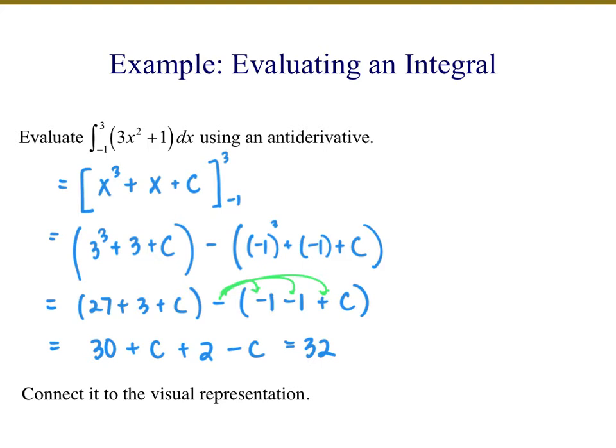So let's connect that to the visual. The visual of this is that we've got a parabola, 3x squared plus 1, and going from -1 to 3, that 32 represents the value of the area bounded underneath the curve and above the x-axis. So that value here is 32.